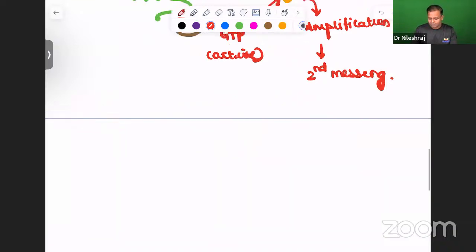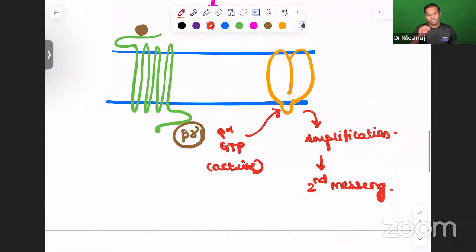Now, what will happen, buddy? Here, what we have seen is that when the ligand is binding, the alpha and beta gamma subunits get separated. Alpha will go and bind with the effector. Beta gamma subunits will also bind with certain target proteins, guys.